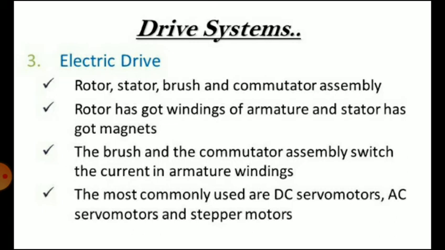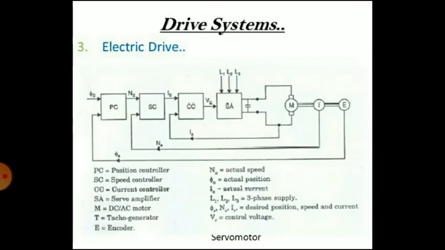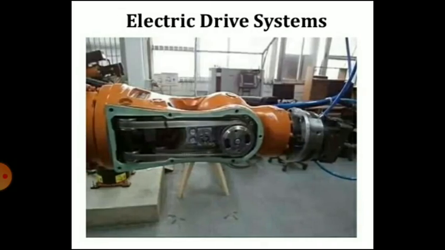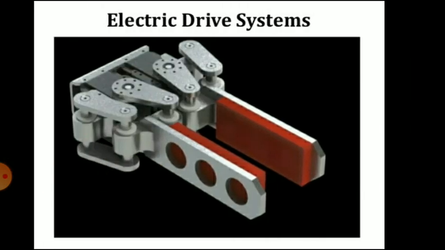These motors are ideally suited to the actuation of rotational joints through appropriate drive train and gear systems. Electric motors can also be used to actuate linear joints by using translational mechanisms. This is an electric drive system shown in this slide using the servo motor. Another example of an electric drive system, showing how the actuator moves the robotic arm, is shown here using electric drive.